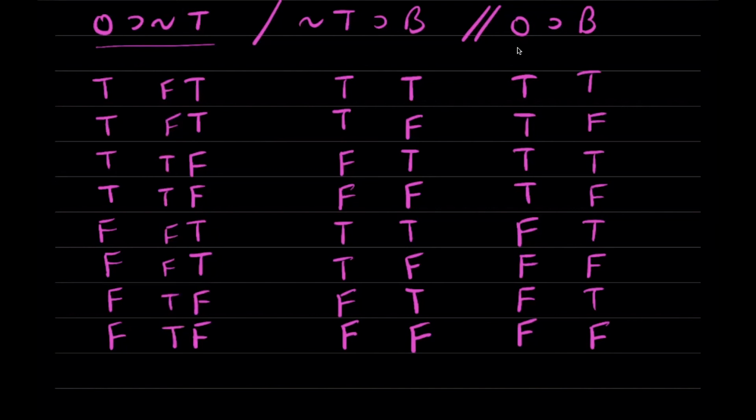Okay. Now, to figure out the values for this horseshoe, we need to compare the values of O with the values underneath that tilde. Those are the two things that are being connected by that horseshoe. And there's only one case when the horseshoe is false. That's when the antecedent is true and the consequent is false. And that's what we have right in this first row. Same thing in the next row. But in the third row, we have true implies true. That's true. Fourth row, true implies true.